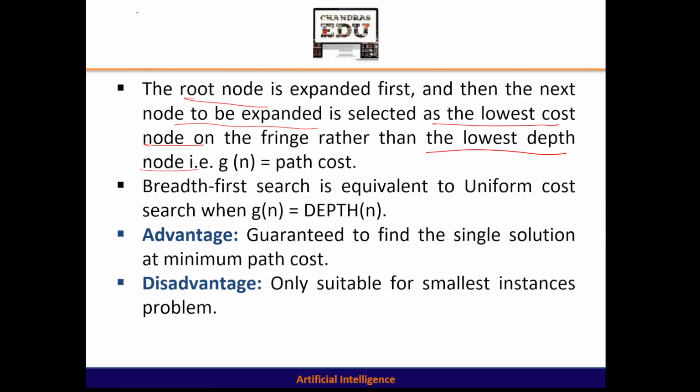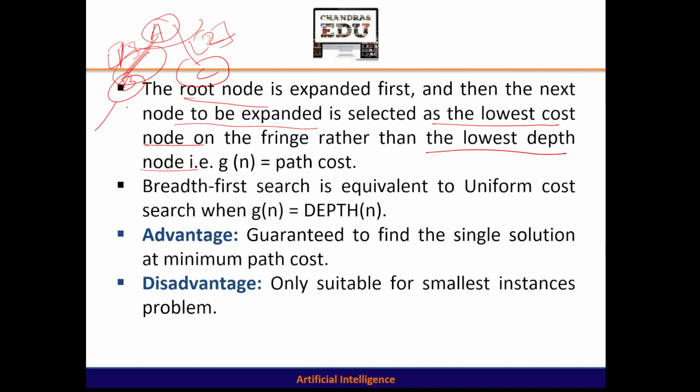That means, as we discussed in the last videos, this is nothing but the fringe. So based on the cost involved for moving from, let us take here, A to B or A to C, there will be a cost for moving from A to B or A to C. Let us think that it is 1 and it is 2 here. So it will prefer moving from A to B rather than A to C. Why? Because the cost here is 1 but the cost here is 2.